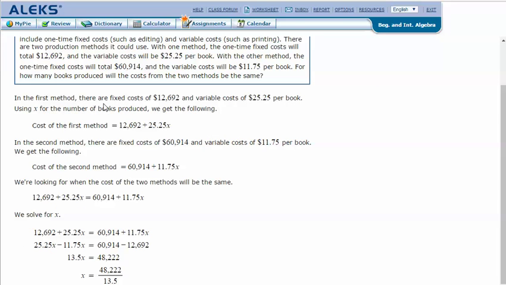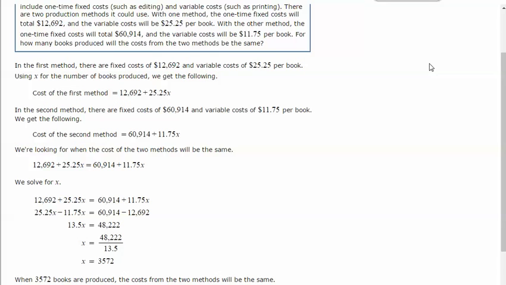In the first method, there are fixed costs of $12,692 and variable costs of $25.25 per book. Using x for the number of books produced, we get the following. The cost of the first method is $12,692 plus 25.25x. In the second method, there are fixed costs of $60,914 and variable costs of $11.75 per book. And so we get the following equation: 60,914 plus 11.75x.